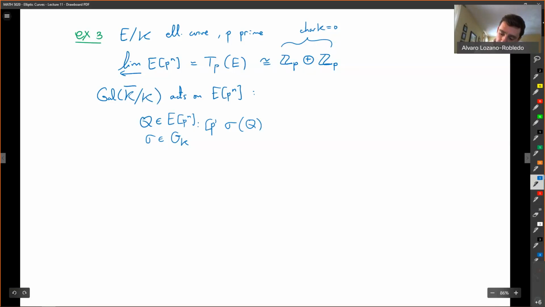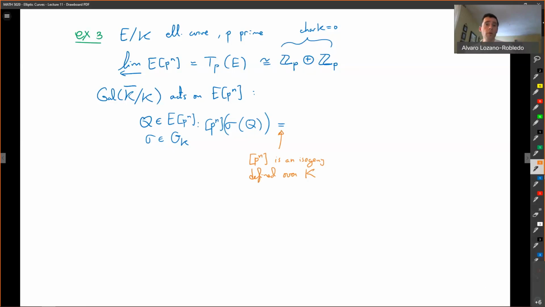So let's see what happens. Now, the multiplication by p^n map is defined over K. So here, what I'm going to use is that multiplication by p^n is an isogeny defined over K. And what that means is that it's given by polynomials that are defined over K. Every coefficient of those polynomials is defined over K. Those are going to be very complicated polynomials, but they are defined over K.